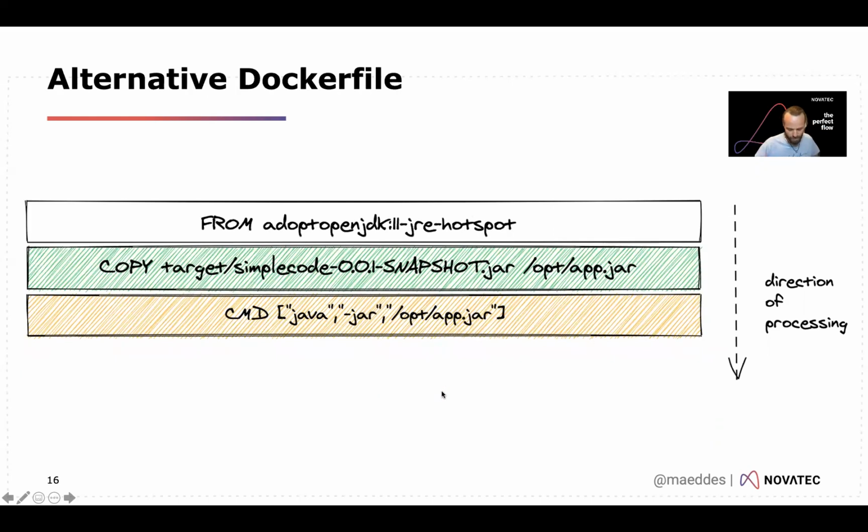Now things evolved. There were more and more images on that marketplace, which is called Docker Hub. So you could have an OpenJDK image like this, or an OpenJDK image like that.